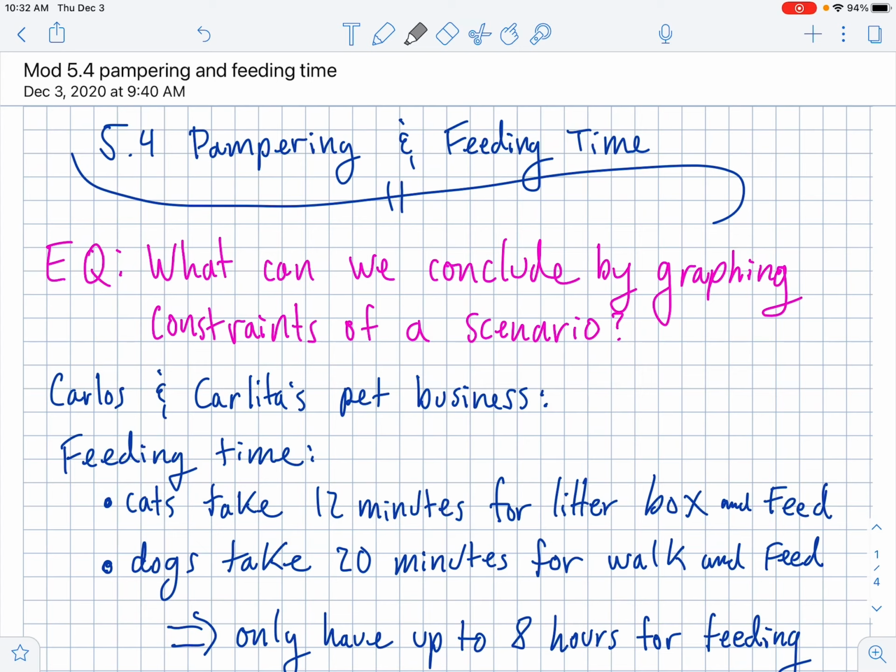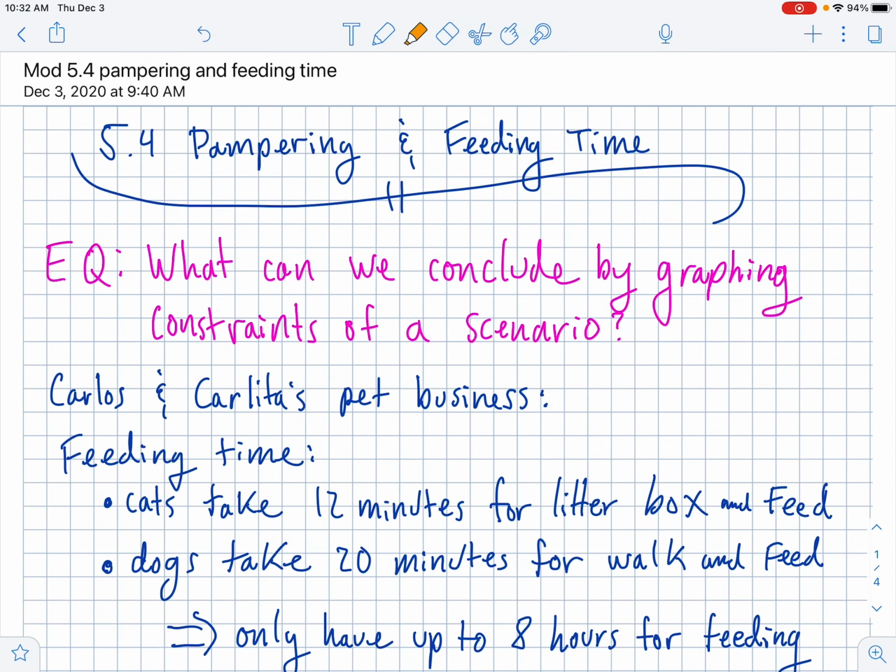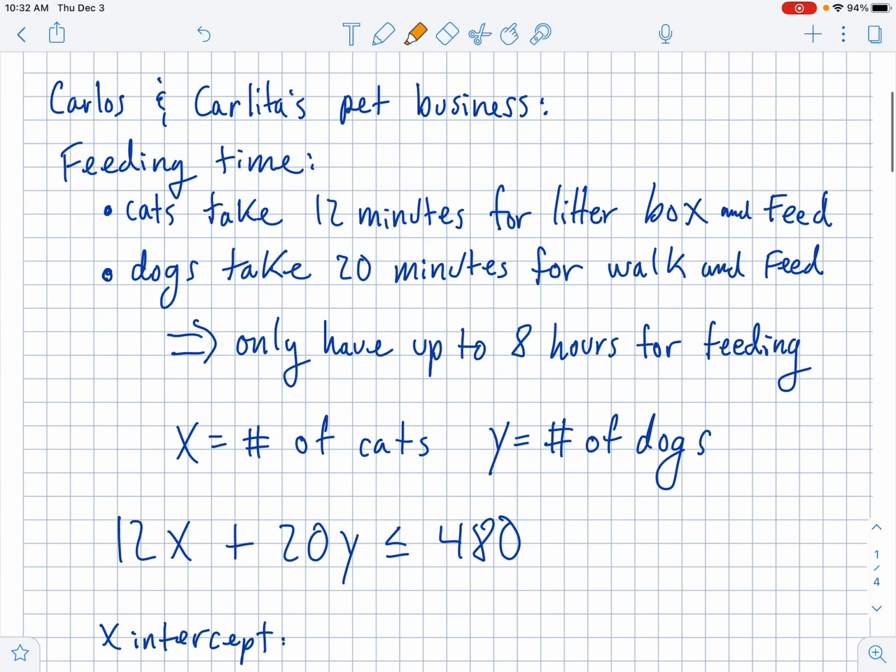So today's not necessarily something totally new. We're just kind of practicing some things that we've talked about the last couple lessons. Carlos and Carlita, their pet business. We've already talked about things like the size of pens for the cats and dogs and what money was involved. Today we're going to talk about two more variables.